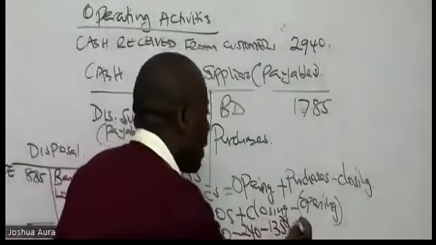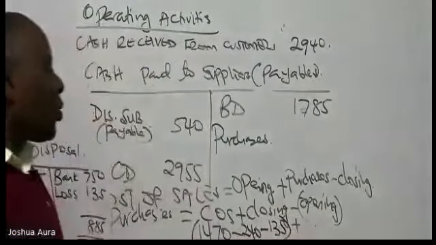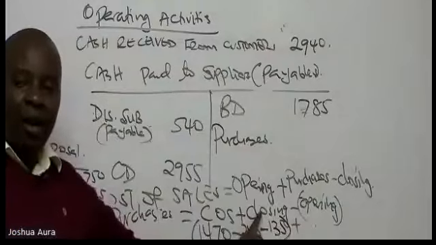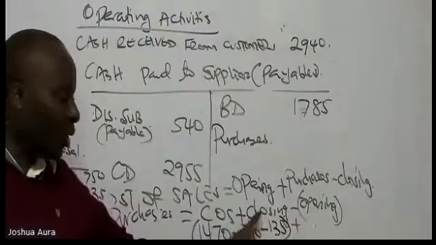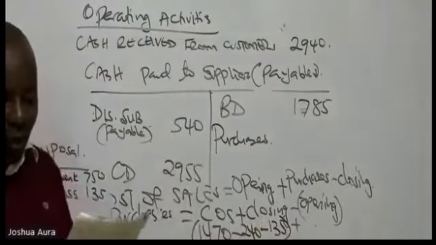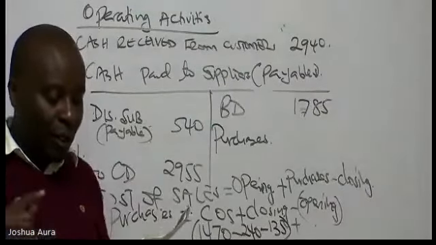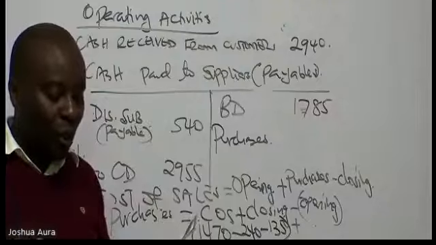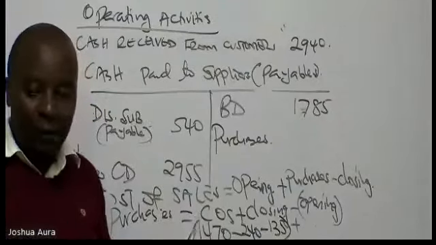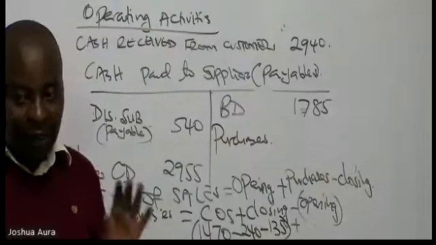Plus, is there somebody who is able to see the closing inventory? Remember, this is closing inventory. Is there somebody who can see the closing inventory in this question? Is there somebody who can see the closing inventory in this question, really? Right? They're telling me it's 3,900.